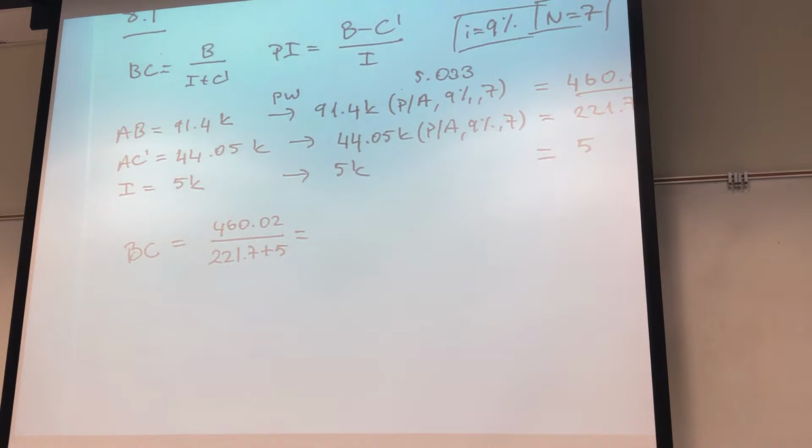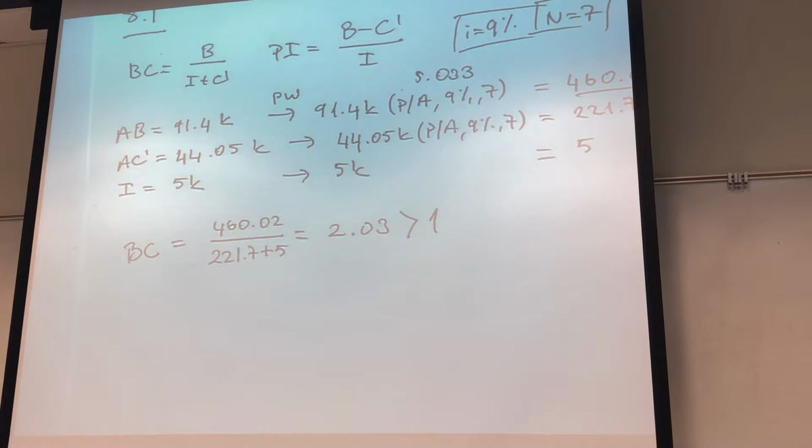Right? So the PI ratio will be 460. I'm just going to get rid of the decimals for the sake of simplicity. Minus this thing divided by 5. Right? So 460 minus 221 divided by 5.